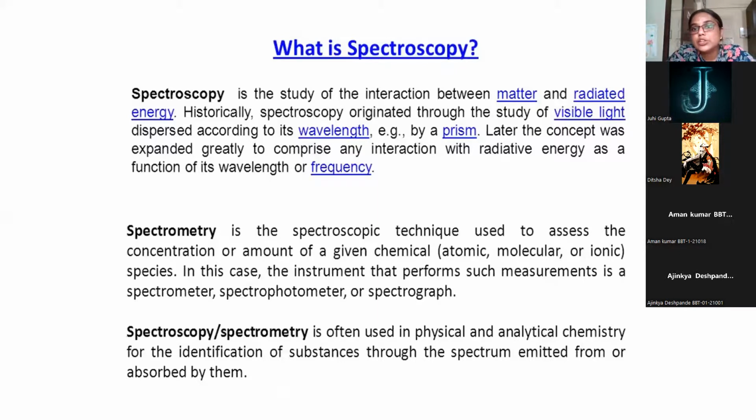So spectroscopy originated through the study of visible light dispersed according to its wavelength. We know that light is made up of 7 different colors. Which color has the shortest wavelength? Any idea? And which has the longest wavelength? Ma'am, violet? No, red. Red has the shortest, or blue and violet has the shortest? Violet. Violet has the shortest, red has the longest.